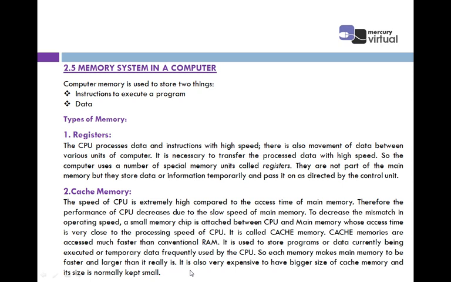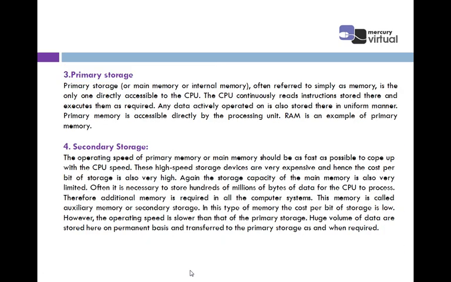So these are the two basic memories, registers and cache memory. Now let's see another one. There are two more memories. As I told you, RAM. RAM is basically a primary storage. Now the third one is primary storage.